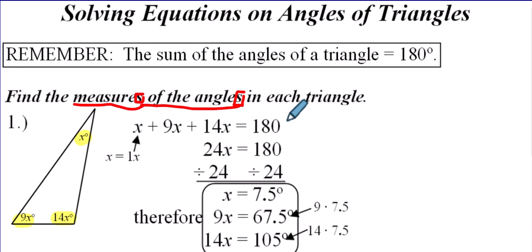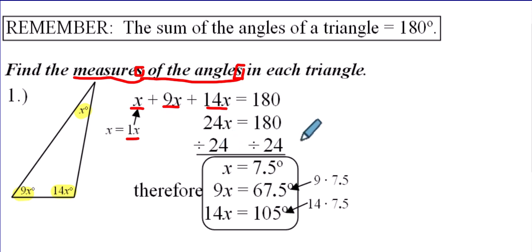So what do I do? I set up an equation. This angle, x, plus this angle, 9x, plus this angle, 14x. The sum of those three angles equals 180. Since all three of them have x, they are like terms, and I can add them together to get 24x. Please remember, x is the same as 1x. So 1x plus 9x is 10x, plus 14x is 24x.